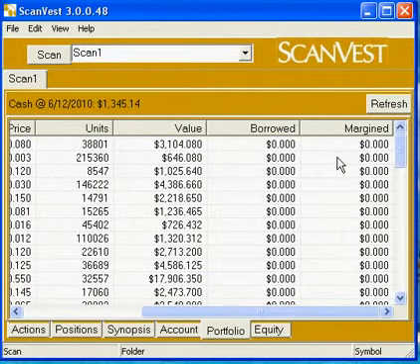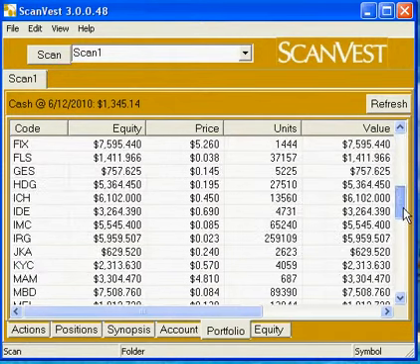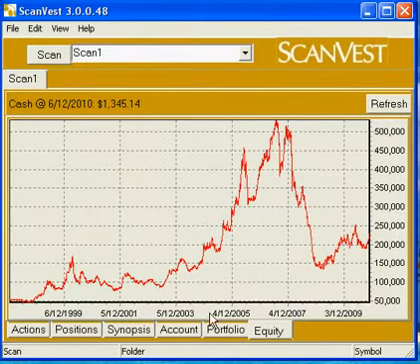We can look down our list of shares that we hold and see at any point in time the value of any share that we currently hold. If we have a look in the equity tab, we see an equity curve of our trading over the life of this system. And our equity is made up of both cash on hand and the value of our portfolio. So at any time we can see where we stand with both our cash on hand and the value of our portfolio.